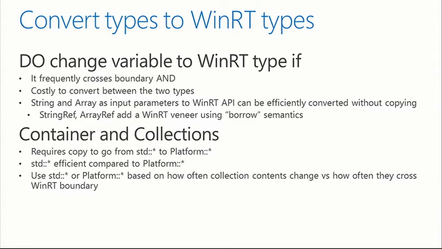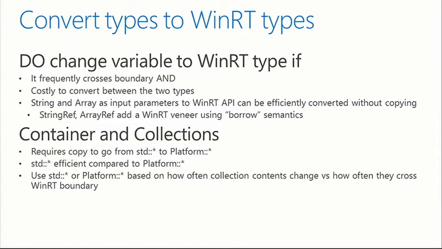String and array, when you use them as input parameters to WinRT APIs, there's ways that we can, what we call fast pass or borrow semantics, to sort of say, hey, this is actually a WinRT type only when they are used as input parameters. So there are tricks to use there. But this doesn't work for everything.